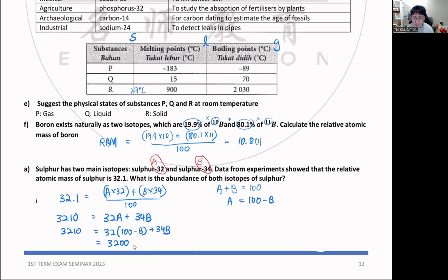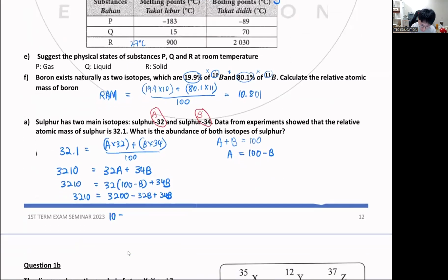So of course you put in your 3200, then minus 32B plus 34B equals 3210. And then what you're going to do is the maths: you add the terms with B, and the one without B you throw over. You take the 3200 to the left. You take the 3210 minus the 3200, you'll be left with 10. So 10 equals 2B.